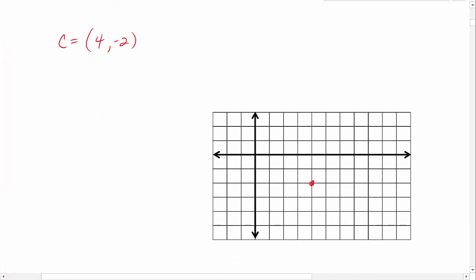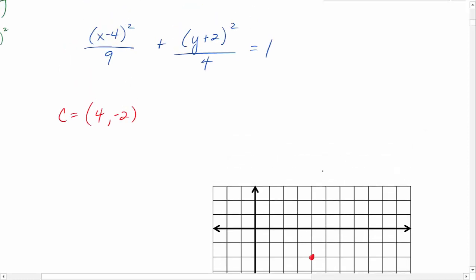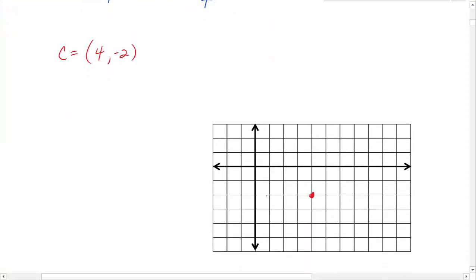And now we take the square root of the number underneath, so we're going to go 3 in the x direction from the center and 2 in the y direction from the center. And then we have the 4 points that we can draw in our ellipse.